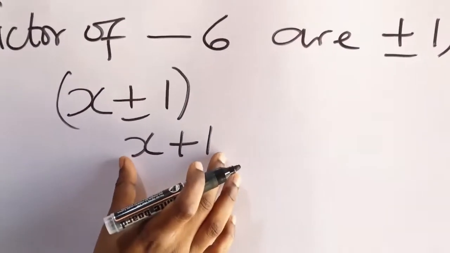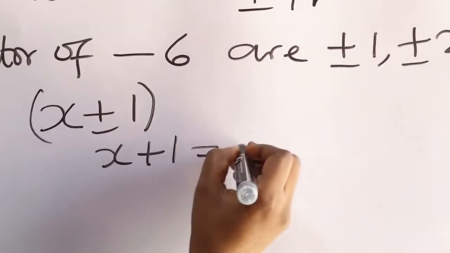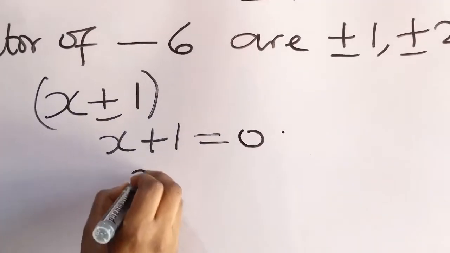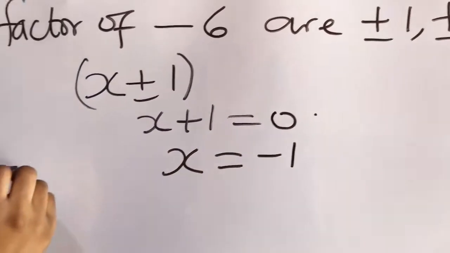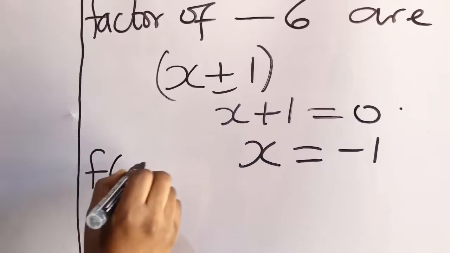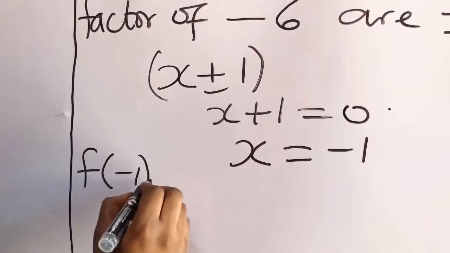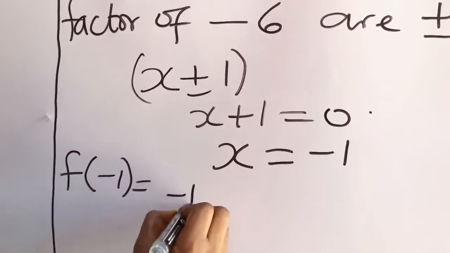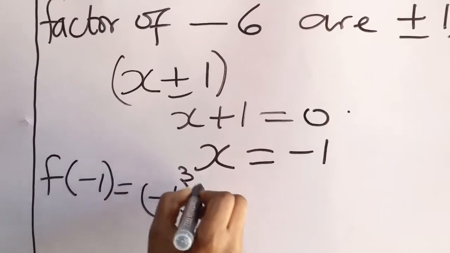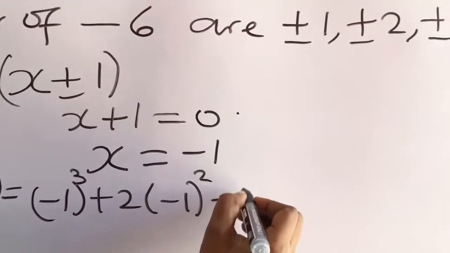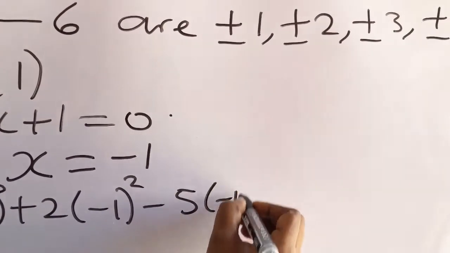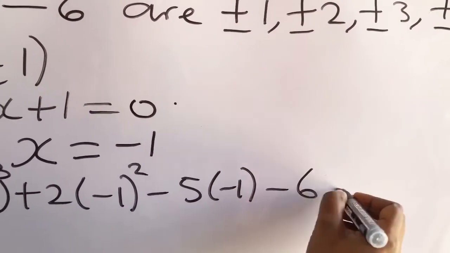Now, how do we do that? You equate x plus 1 to be equal to 0, then find the value of x. So it's equal to minus 1. That means anywhere we see x, we are going to put minus 1 there. So minus 1 cubed plus 2 multiplied by minus 1 squared minus 5 multiplied by minus 1 minus 6.